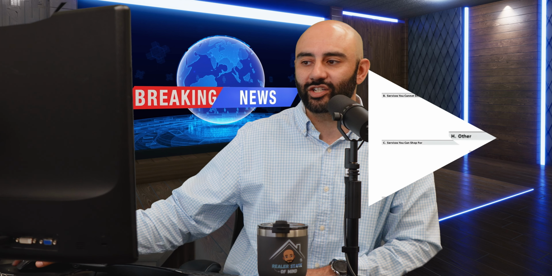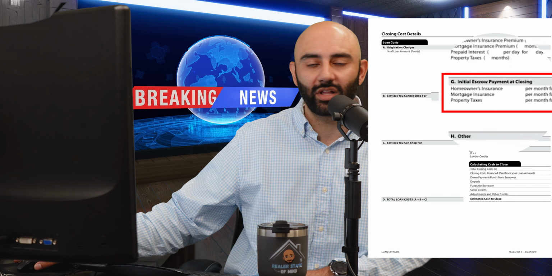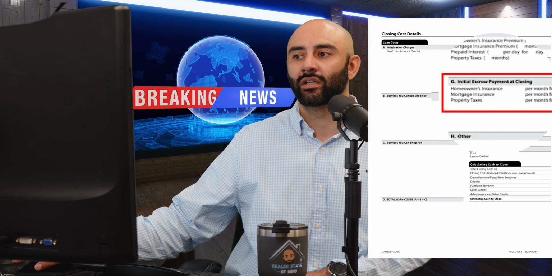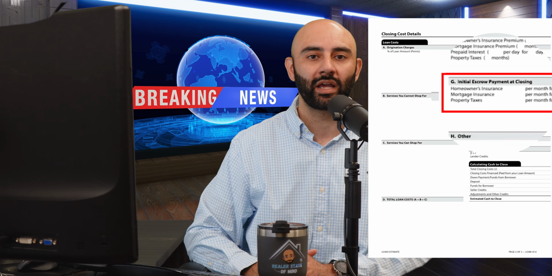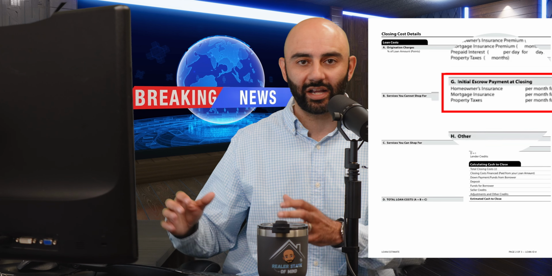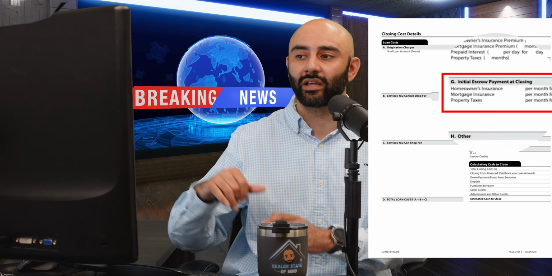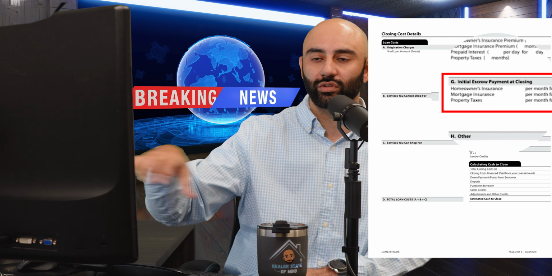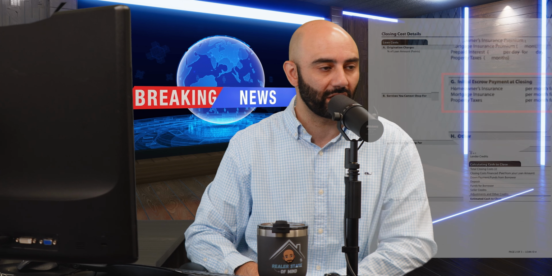The next section is Section G. That is going to be your initial escrow payments at closing. That is your impound account. Section G is your impound account. And Section G, if you have taxes and insurance included in your payment, is you paying into your escrow account or your impound account.